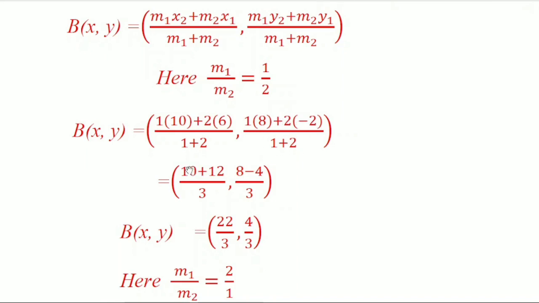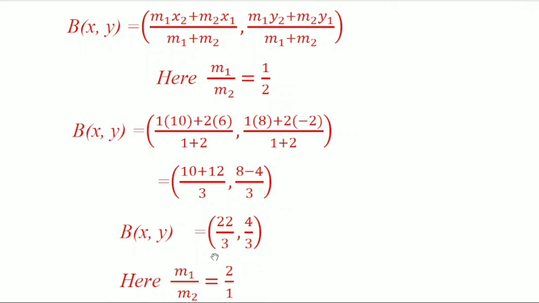So therefore 1 into 10, 10 only, 6 2s are 12, therefore (10 plus 12) divided by 3, 8 1s are 8, plus into minus minus, 2 into 2, 4, therefore (8 minus 4) divided by 3. Therefore B of x comma y equal to 10 plus 12 is nothing but 22, 22 by 3 comma 4 by 3. So I got the value of B.